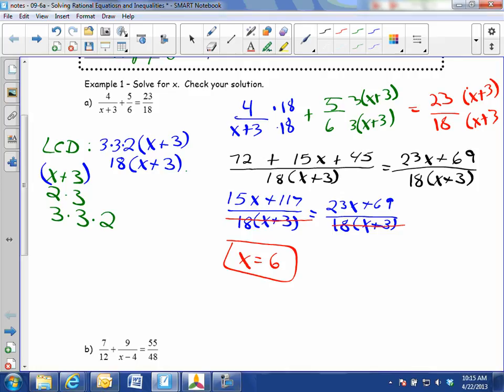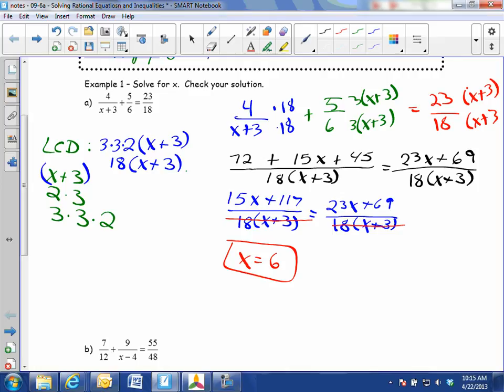Okay, because sometimes when you are multiplying by the least common denominator, even if you do everything right, you will come up with an extraneous solution. Remember, that's when you do all the steps right, but it doesn't work when you plug it back in. So always check your answers. These are really easy to check. All you have to do is plug it back in over the top.